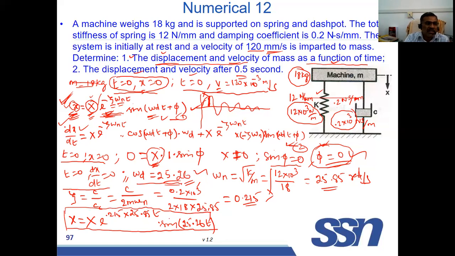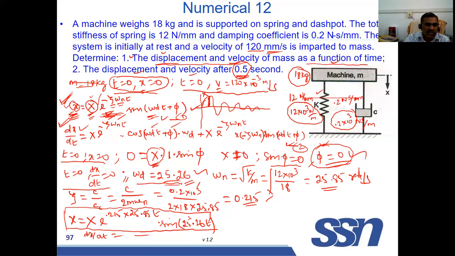Similarly, dx by dt also you have to write the equation. You have to substitute the values of psi, omega n, omega d, phi, all the values. You will get an equation, that is dx by dt is equal to, you will get an equation. So that is the general equation as a function of time. After that, you have to find the velocity at 0.5 seconds.